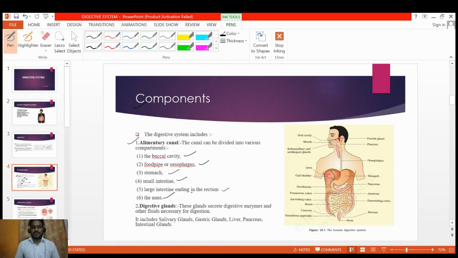Next to this we have the digestive glands, which play a very important role, helping in the digestion of food with the help of their enzymes or biocatalysts. These are the fluids necessary for digestion. They include the salivary glands, present in the mouth region, gastric glands, liver, pancreas, and intestinal glands. These are the specific glands responsible for digesting the food in the different regions of the alimentary canal. So let's begin our discussion with the alimentary canal.